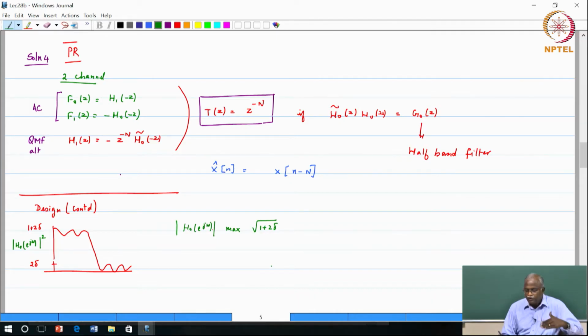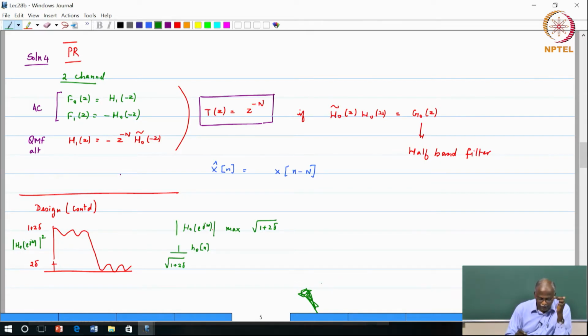So, if I want H naught to have a maximum magnitude of 1, then what I would do is take H naught of n and scale it by 1 over 1 plus 2 delta. It is straightforward to get the scaling, and so this will be a normalized value of the filter.